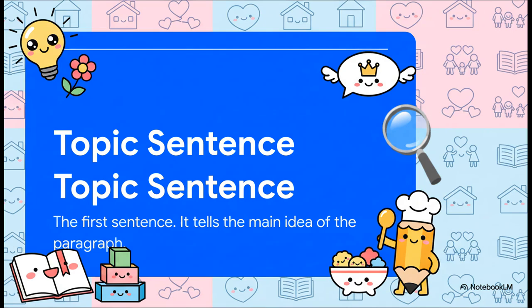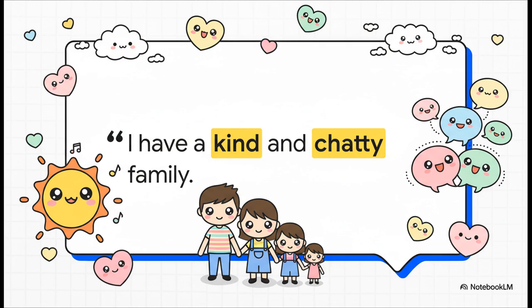Okay, first up, the topic sentence. This one is probably the most important ingredient of all. It's the very first sentence you write, and it has one big job, to tell your reader exactly what you're going to be talking about. You can kind of think of it like the title for your own little story. Here's a perfect example. Check this out. I have a kind and chatty family. Boom, right there. In just one sentence, anyone reading this knows exactly what's coming next. They know this paragraph is about a family that's nice and likes to talk a lot. It's the perfect way to start.